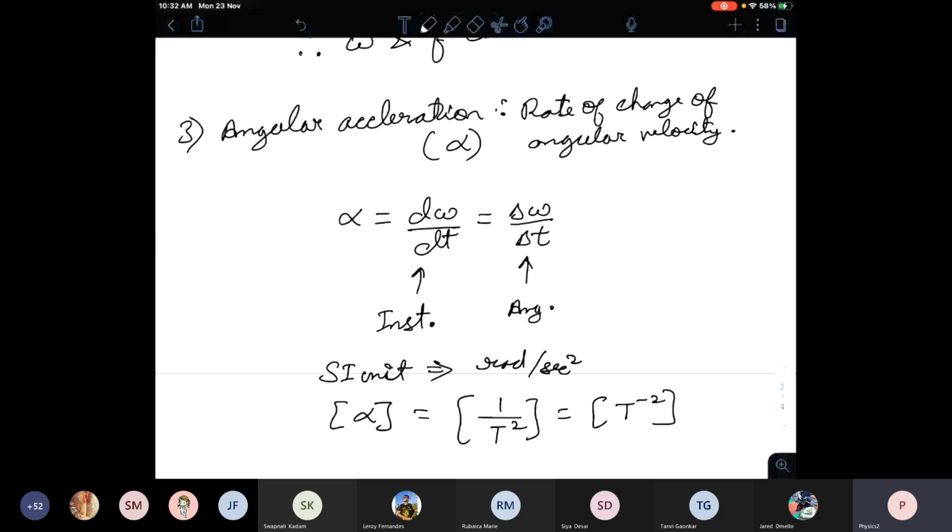Now I am talking about acceleration. Acceleration cannot be a scalar quantity.